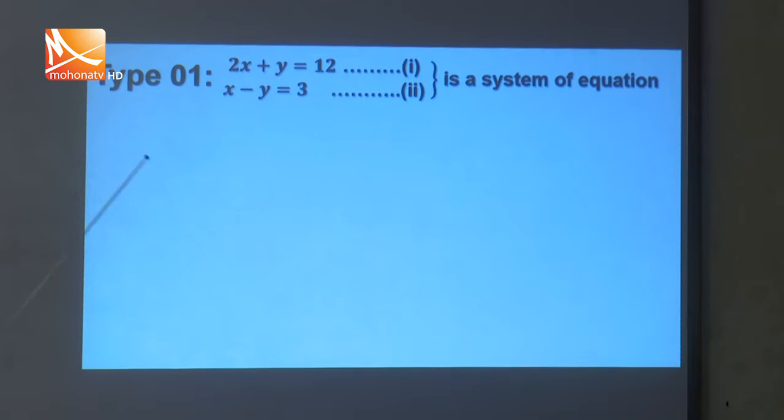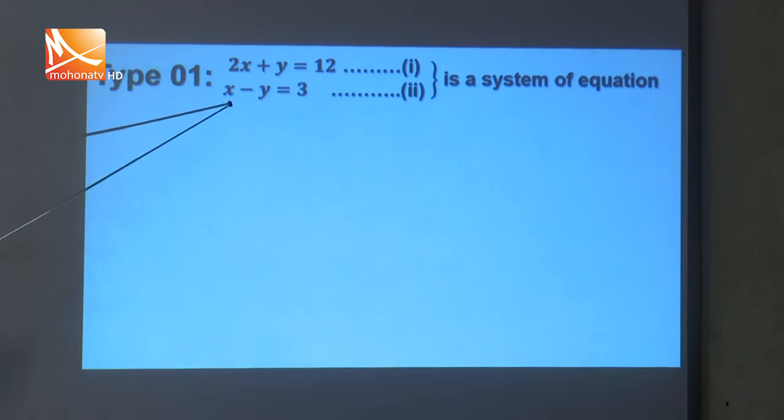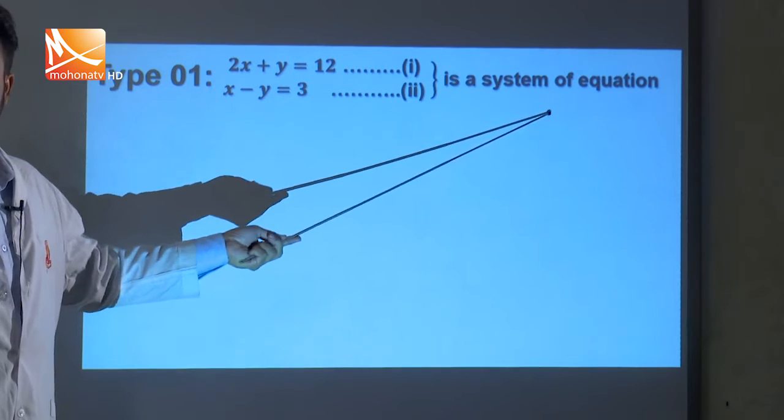Okay. Now, students, here there are two equations, and these two equations are simple equations, and this is a simple simultaneous equation, because here there are two simple equations presented together. Okay. So, this is a simple simultaneous equation or a system of equations.